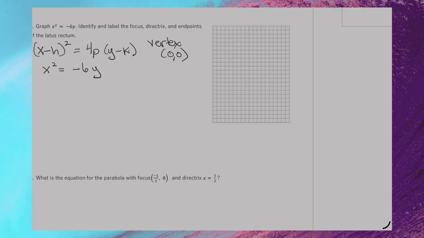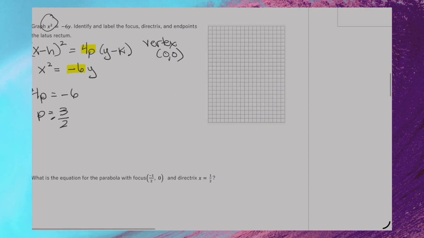I'm going to go after p now. 4p has to equal negative 6. So p is a negative 3/2. Okay? So from my vertex, let's establish whether or not we're going up, down, right, or left. Well, since it's an x squared, it's up or down. Since p is negative, it's going to be down. Okay? If p is positive, it's up. P is negative, it's down.